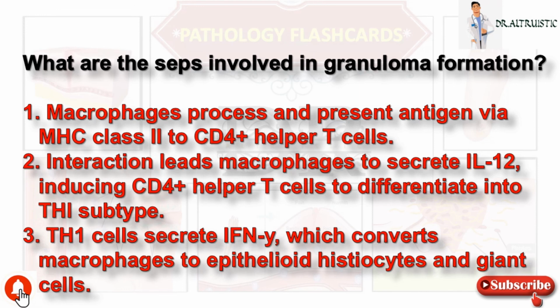What are the steps involved in granuloma formation? 1. Macrophages process and present antigen via MHC class II to CD4 plus helper T cells. 2. Interaction leads macrophages to secrete IL-12, inducing CD4 plus helper T cells to differentiate into the Th1 subtype. 3. Th1 cells secrete IFN-gamma, which converts macrophages to epithelioid histiocytes and giant cells.